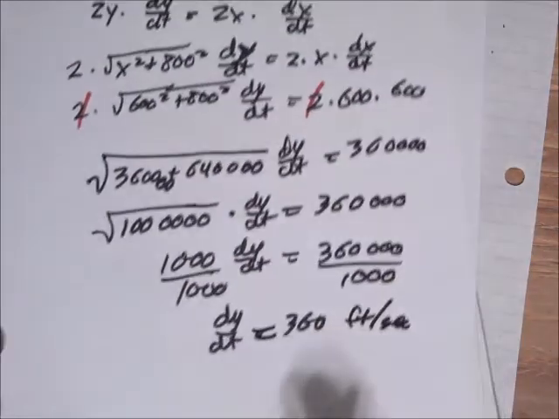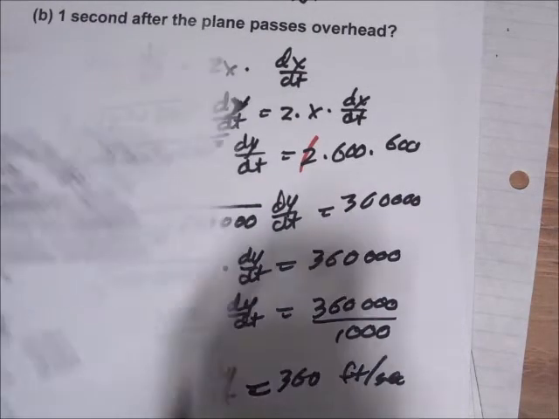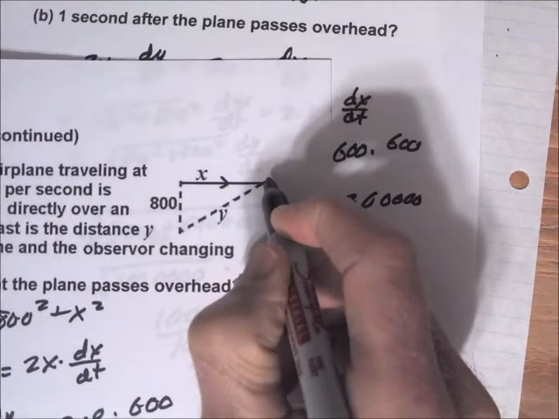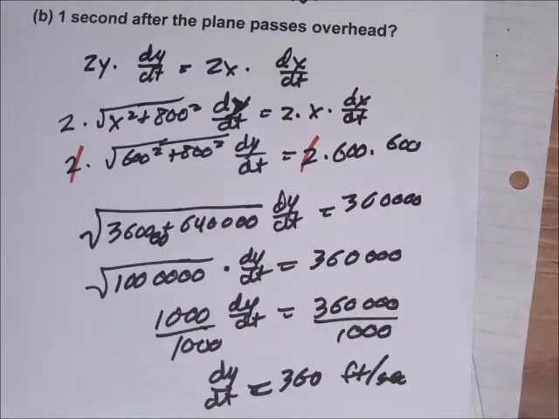So 1 second after the plane passes overhead, the plane is over here. The distance between the plane and the observer is changing at a rate of 360 feet per second. Okay, so that's the second example of related rates.